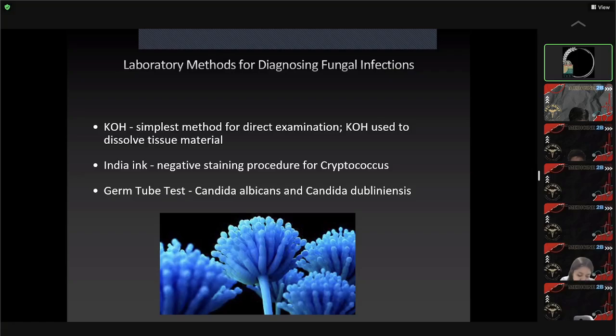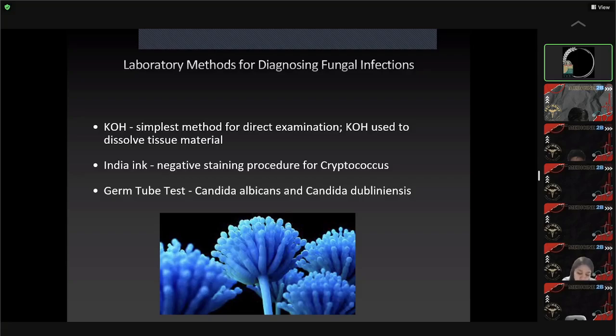It will only help the cells, the squamous cells, in the case of the skin scrapings, to spread or to disintegrate the attachment from one squamous cell to another, and the fungi to the squamous cells, so that you can see the fungal or hyphal elements there more easily.